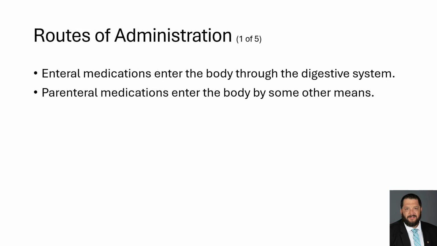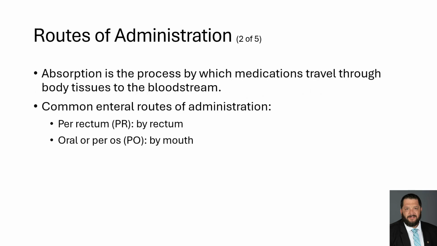As far as routes of medication delivery are concerned, we have two primary routes of medication administration: the enteral route and the parenteral route. Enteral medications enter the body through the digestive system, while parenteral medications enter the body by some other means. Absorption is the process by which medications travel through the body tissue and bloodstream.